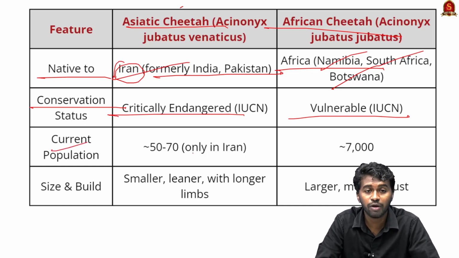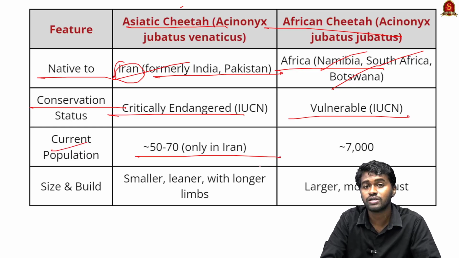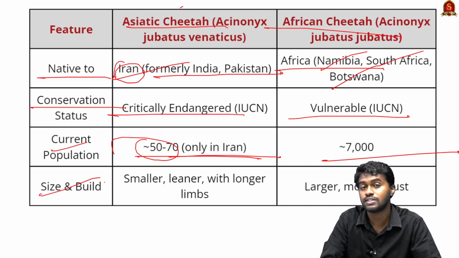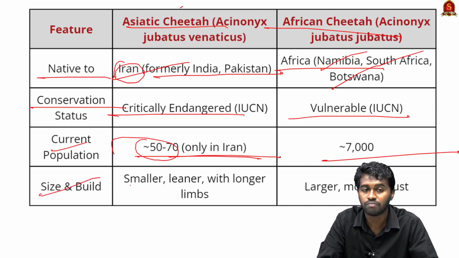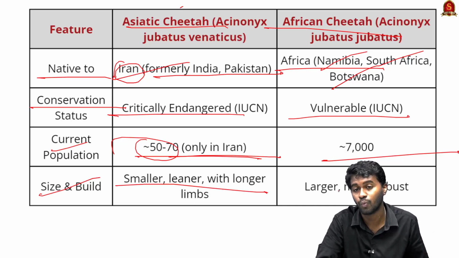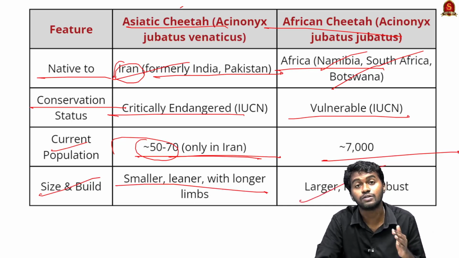And coming to the current population, the Asiatic cheetah is critically endangered because the population is just 50 to 70, and that too only in Iran, while the African cheetah is still 7,000 plus. Coming to the size and the physical structure, you can see the Asian cheetah is much leaner, smaller, and has longer limbs, while the African cheetah is much bigger.